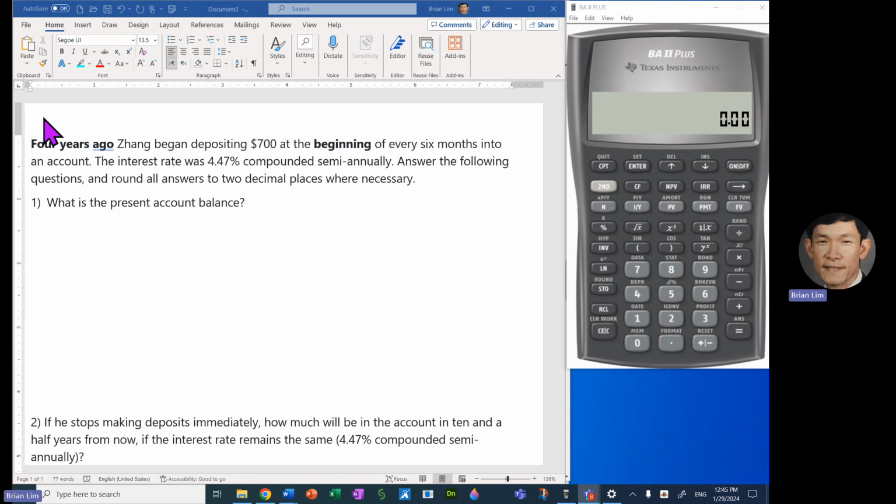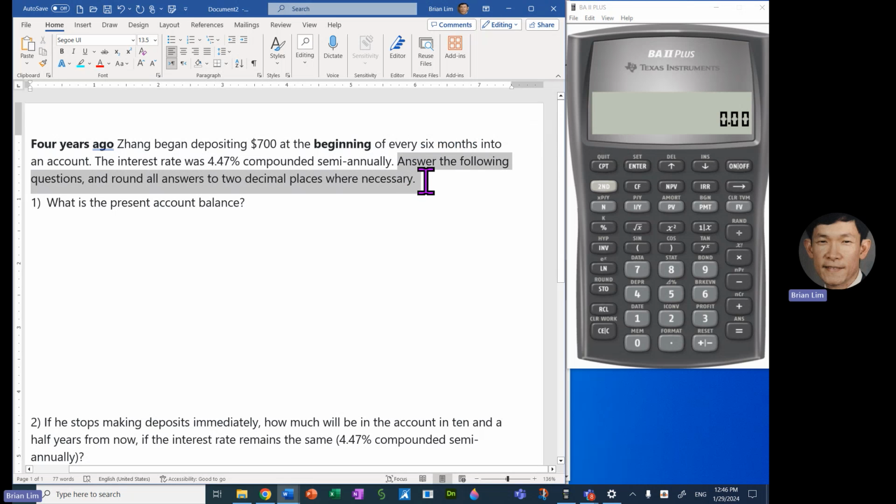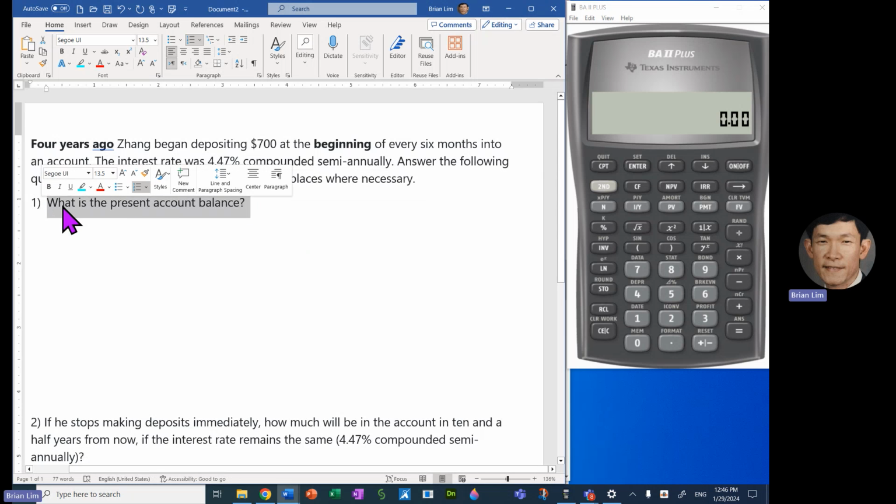Okay, let's look at this question. 4 years ago, Zhang began depositing $700 at the beginning of every 6 months into an account. The interest rate was 4.47% compounded semi-annually. So answer the following questions and round all answers to two decimal places where necessary. So what is the present account balance?